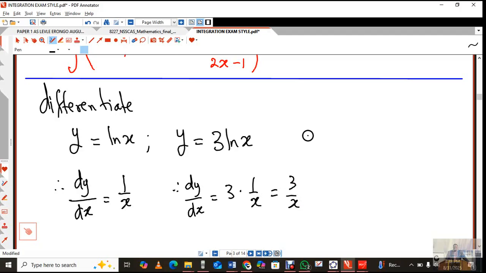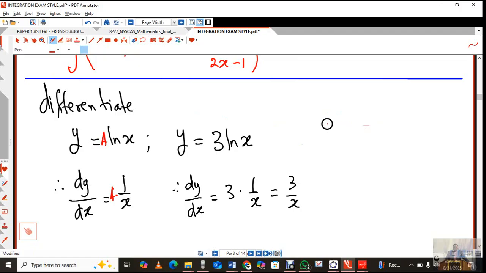So this one tells me that if I have a constant a over here, then the derivative of that constant will just be something like, so if I have y equals a times the natural log of x, then its derivative, let's just clean this one so you can write it nicely.